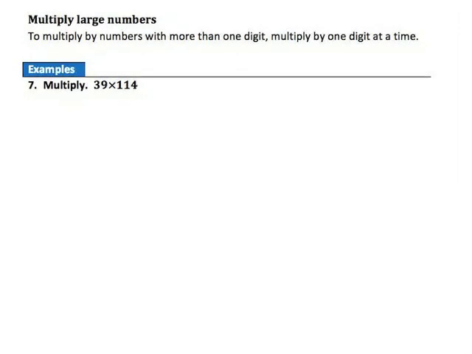Multiply large numbers. To multiply by numbers with more than one digit, multiply by one digit at a time. Example 7. I'm asked to multiply 39 times 114. Typically we write the larger number on top, so I'm going to write 114, 39 below, and I'm going to line up all the place values again.